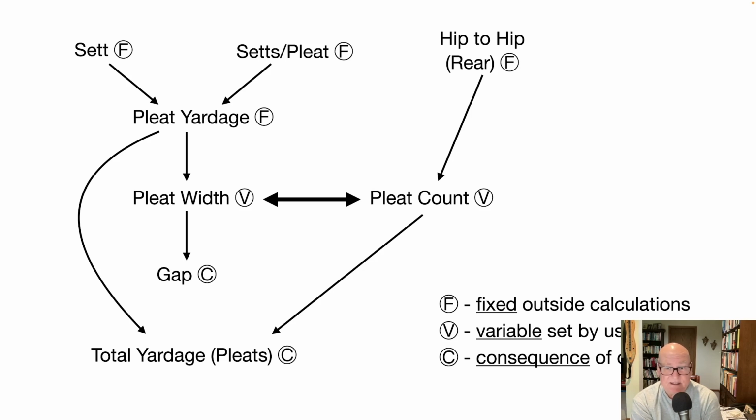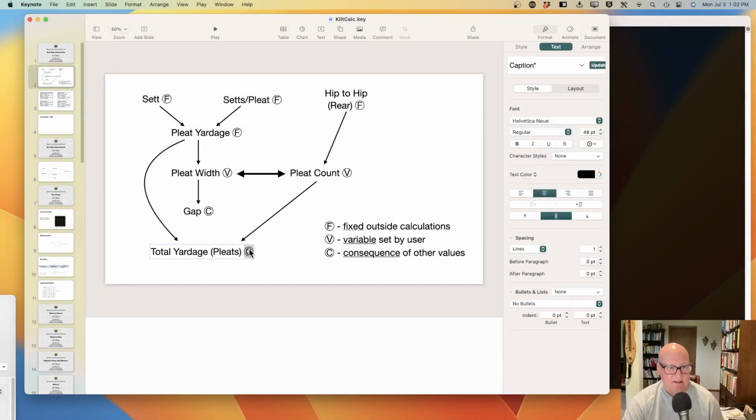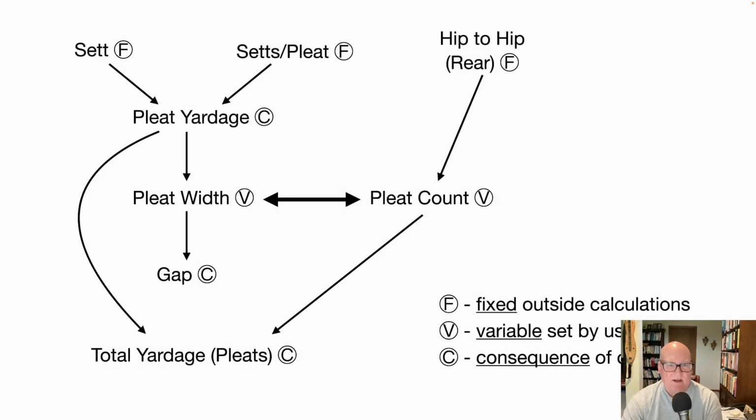And then C is the ones that are consequences. Actually, this one's a C. Let's get that straight. Pleat yardage is sett times settsPerPleat, so it's a consequence. Whatever. All right, so we've got some adjusting to do on that. We need to make sure that changing pleatCount affects width, but doesn't re-affect pleatCount, okay? And vice versa for pleatWidth.